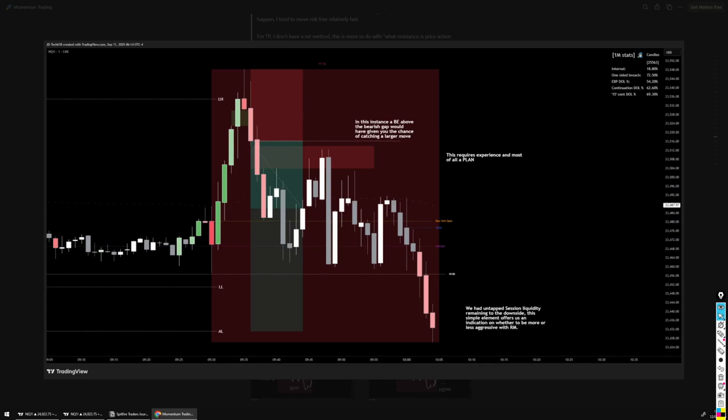All right, so what we're able to do is just offer this very simple element and say, is there untapped session liquidity to the other side of our momentum trade? Yes or no? If the answer is yes, then we can look to potentially take that trade a bit further and be less aggressive on our risk management. If the answer is no, then potentially we'd be more aggressive on that risk management.